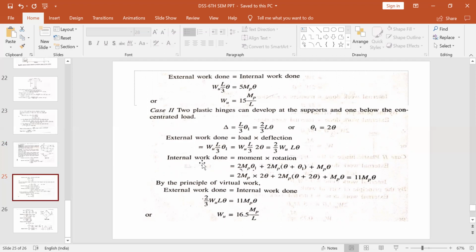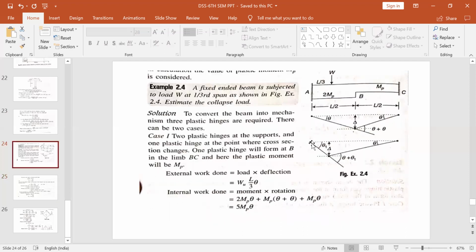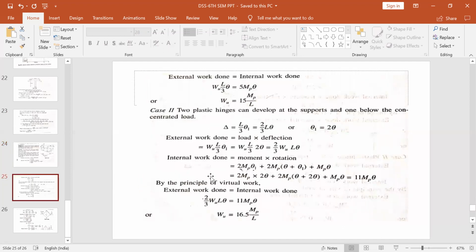Now, internal work done. What is it? Internal work will be moment into rotation. So 2 MP theta 1 plus 2 MP into theta plus theta 1 plus MP theta 1. Okay. So 2 MP theta 1 is 2 theta, plus 2 MP into theta plus theta 1, put theta 1 as 2 theta, plus MP theta. So this gives you 11 MP theta.